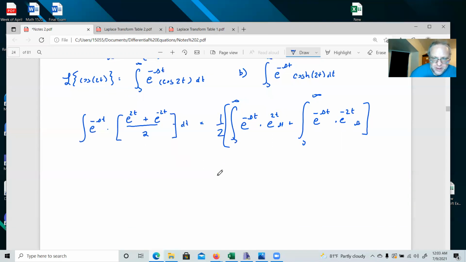So what's our next step here? The next step is to say this is 1/2, and we're going to combine exponents. So this is the integral from 0 to infinity of e to the negative s plus 2 t, and again, 0 to infinity of e to the negative s minus 2 t, dt's.